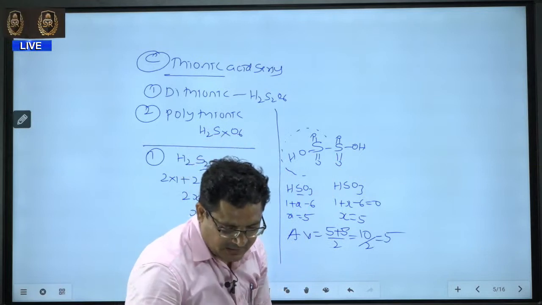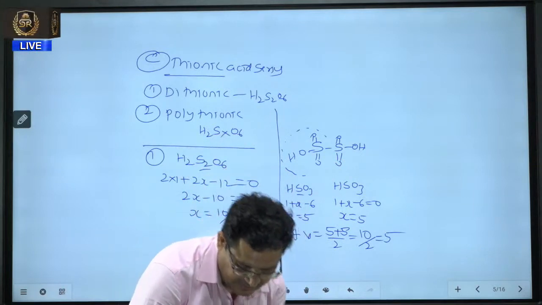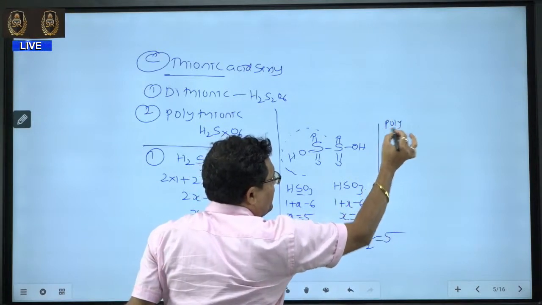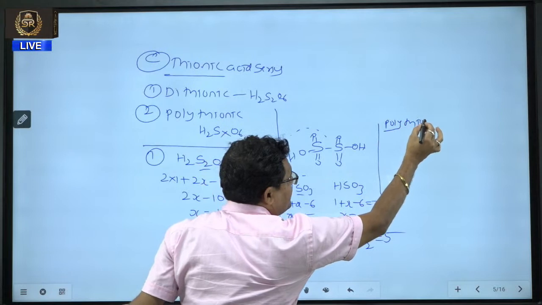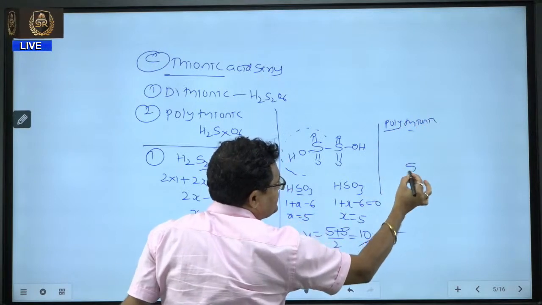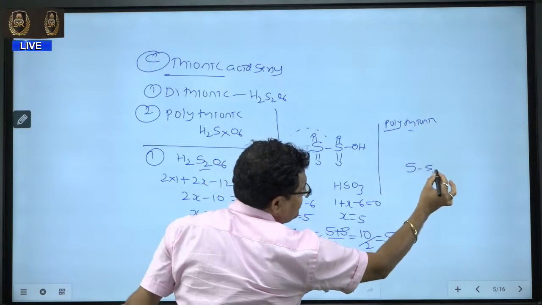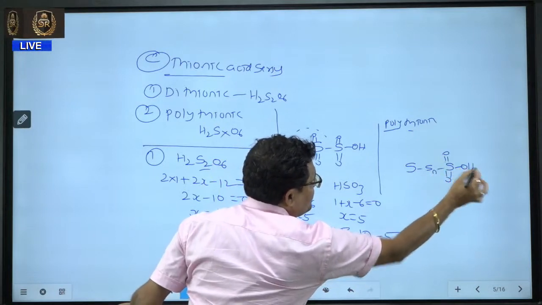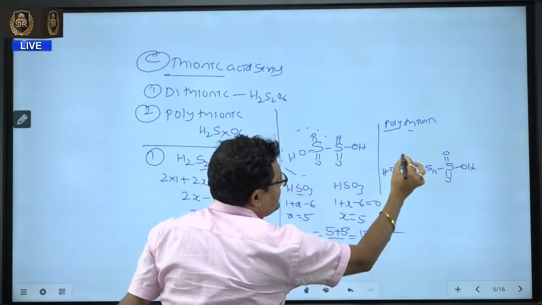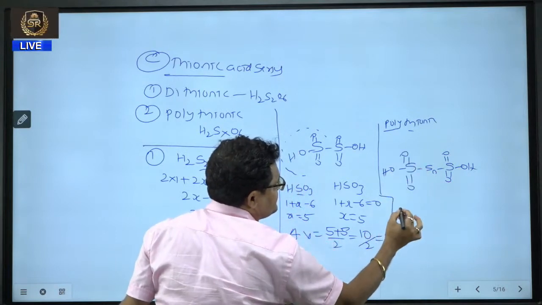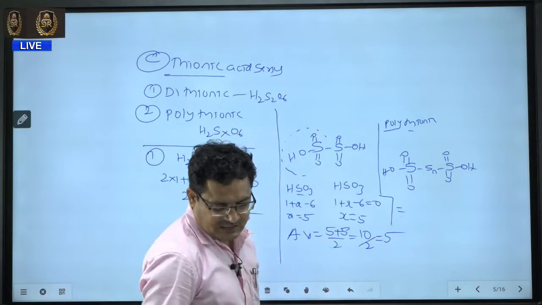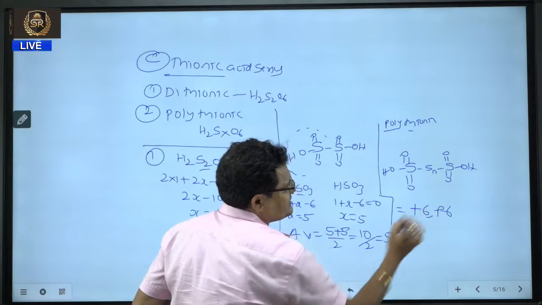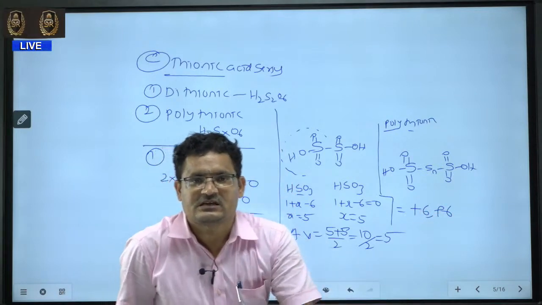The next one, polythionic. It is also the same thing, but this is the structure of polythionic acid: S, S, N, S, double bond O, double bond O, OH, OH, double bond O, double bond O. It is also in the plus 6 oxidation state. That means the highest oxidation state of sulfur is plus 6.